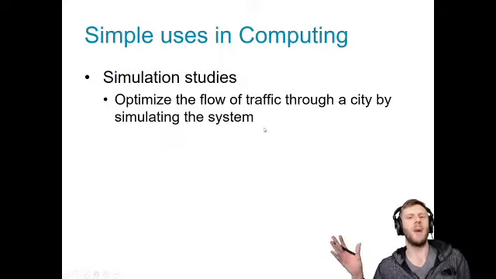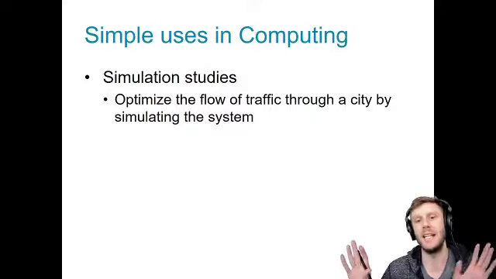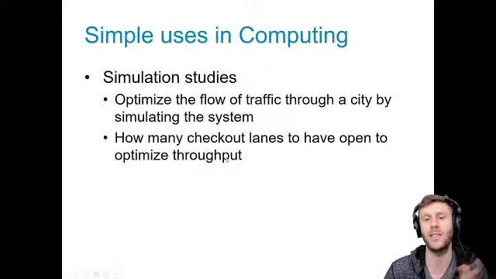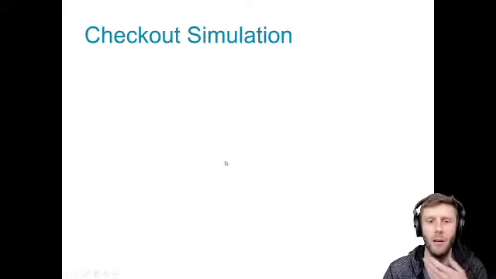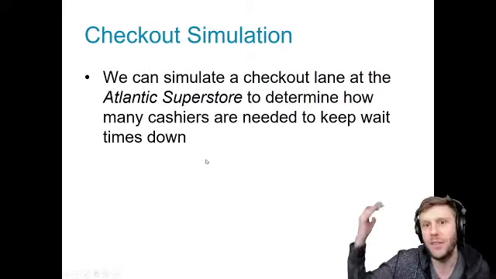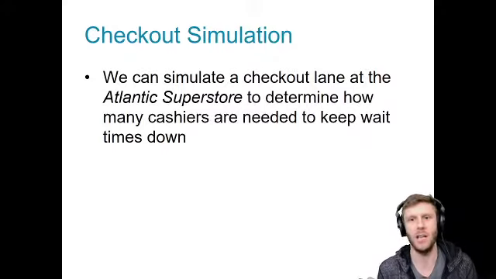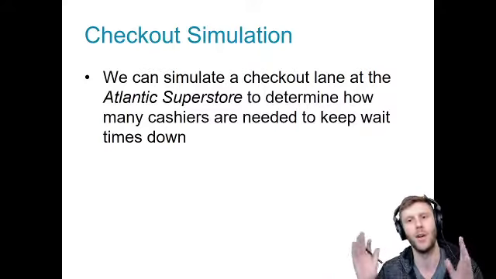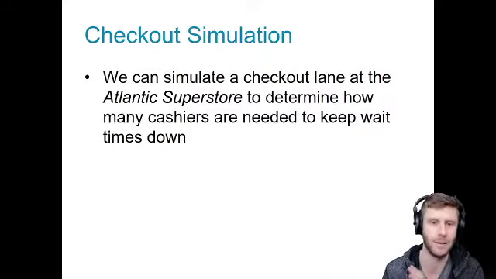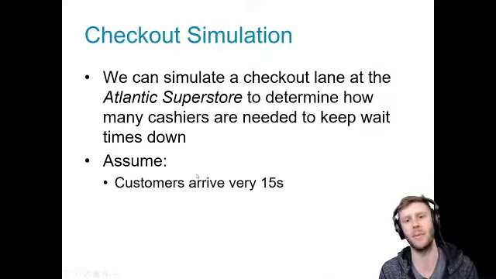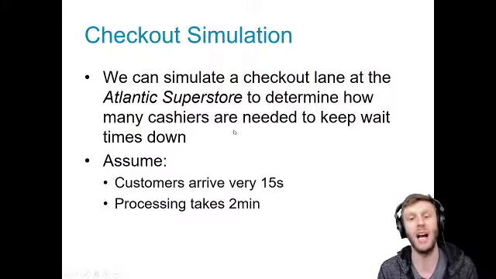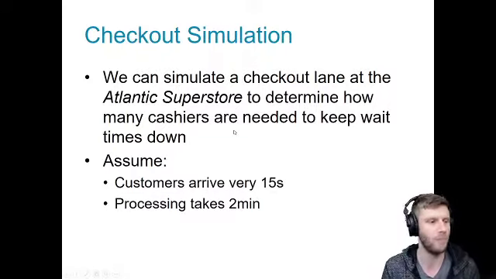Simple uses in computing: maybe we're doing a little simulation study, right? I want to optimize the flow of traffic through a city by simulating the system. Or how many checkout lanes do we have to have open to optimize throughput for a given scenario? So imagine you're at the Atlantic Superstore, right? And they want to maximize the throughput of customers through the cashier lines. So let's assume a couple things. Every customer arrives every 15 seconds, and processing takes 2 minutes.